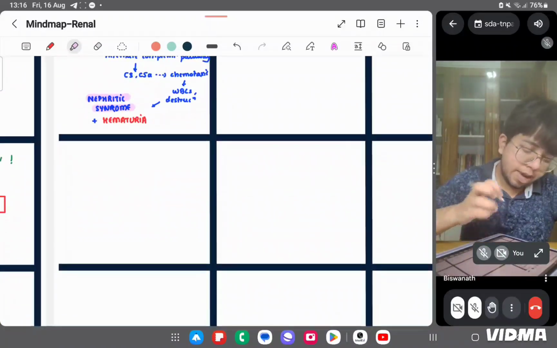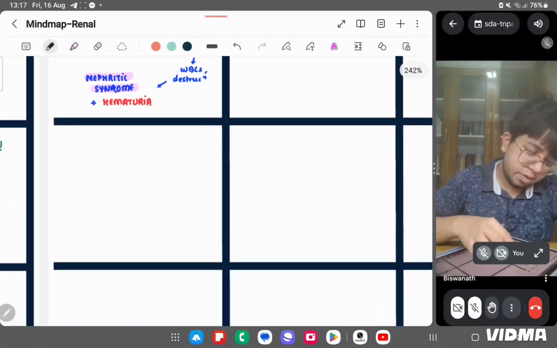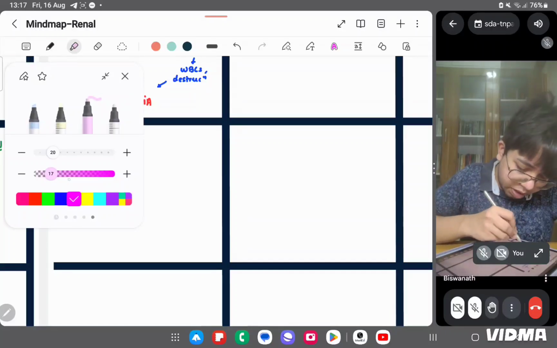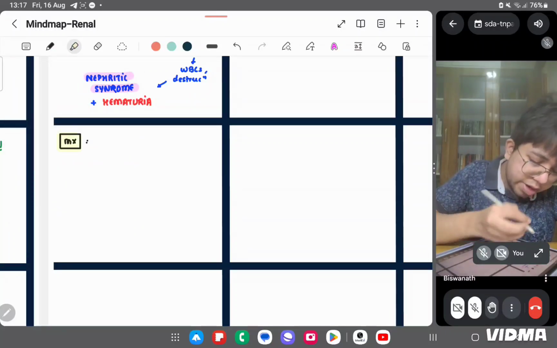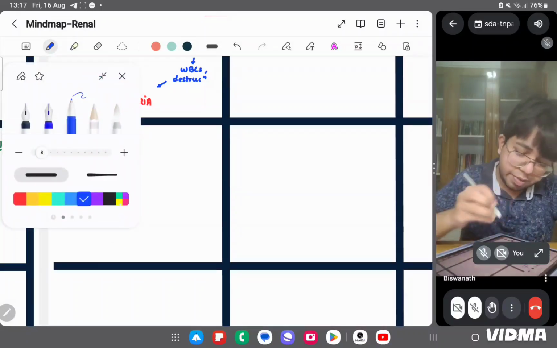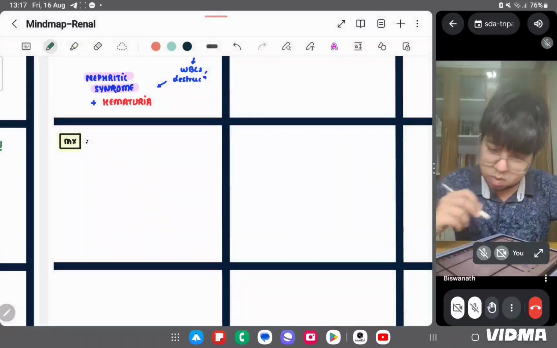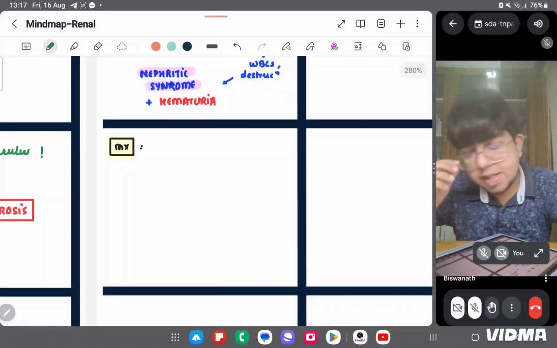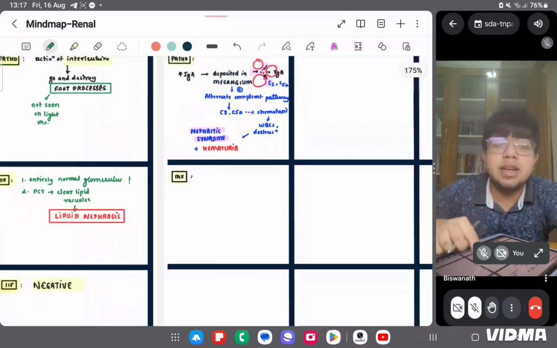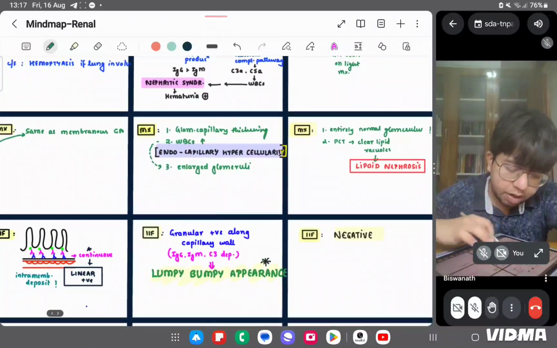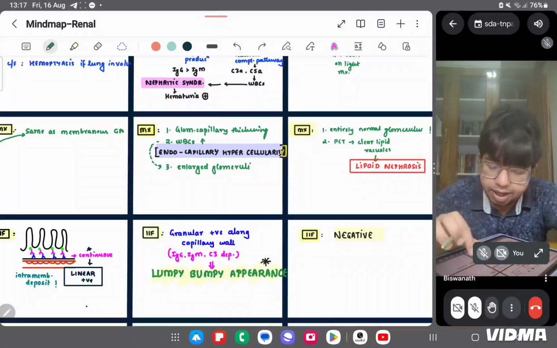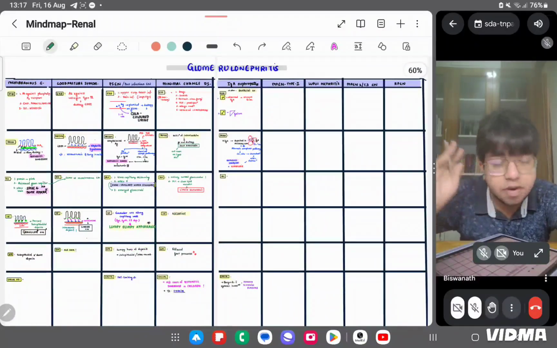Okay. So what about the microscopy? Just guess. I guess you all have become experts now in this glomerulonephritis topic. Green color, right? For microscopy. Okay. So WBCs are coming in the mesangium, so there will be mesangial hypercellularity. WBCs are coming in the subepithelium, so there is subepithelial hypercellularity. WBC is coming in the capillary, so there is endocapillary hypercellularity. This endocapillary hypercellularity and lumpy bumpy appearance is characteristic of your PSGN, right?